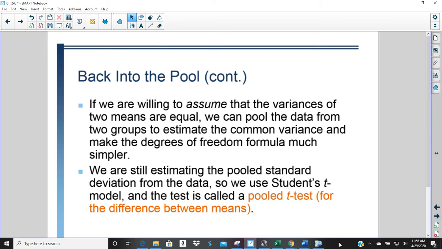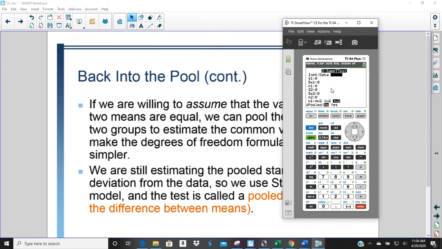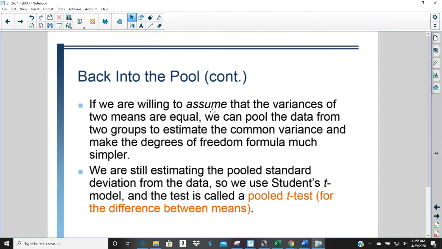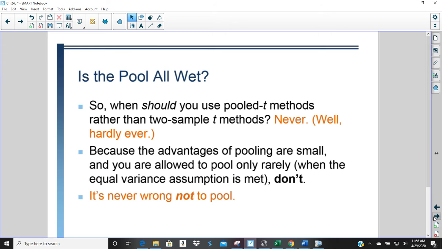So let me show you on the calculator. When we were doing two sample t-tests, there was a choice after we went through all the work to say pooled, and I always said just choose no for right now. The reason is it's going to be extremely rare, and the advantages are small. So when are you going to pool? You're never going to pool in this class.